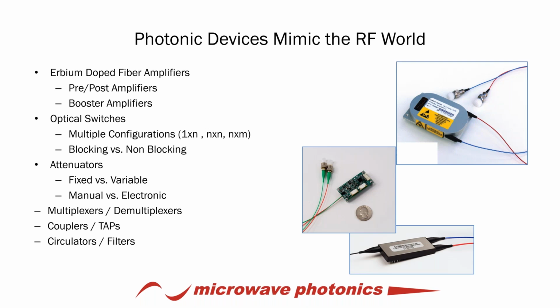There's latching, there's fail-safe, there's asymmetric matrices, there's optical attenuators that can be fixed value or variable. Those can also be manually controlled or electronically controlled. You can do multiplexers and demultiplexers in optical by assigning different optical wavelength channels. There's splitters and couplers and power taps. There's circulators and filters. So there's a whole bunch of different devices outside of the core RF to fiber and fiber to RF conversion equipment that allows for very complex and intricate subsystem solutions.